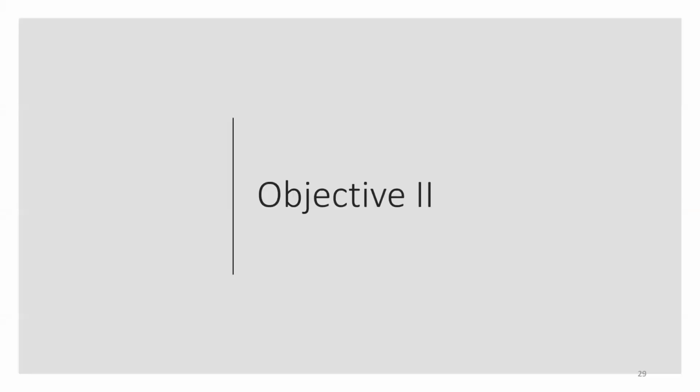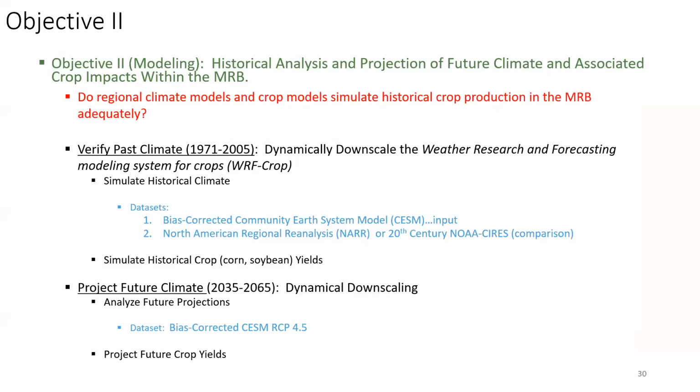So we'll move into objective two here, which is really the modeling approach. First, we want to see how well regional climate models and crop models are able to simulate historical climate and crop yields for the period between 1971 and 2005. Then from that, if they do reasonably well, we can make an attempt to project future climate and crop yields using a new platform, which is still in the developmental stages, called WRF-Crop, and we'll talk about that more in the coming slides.